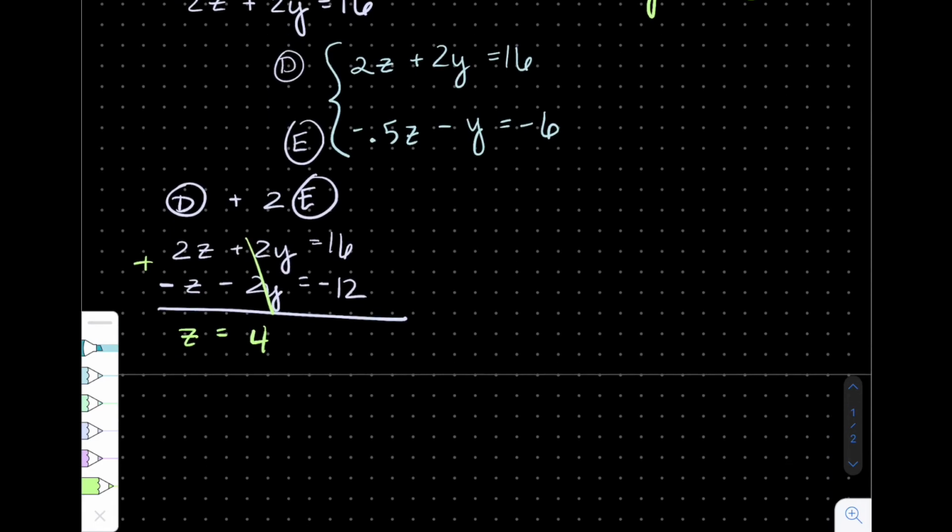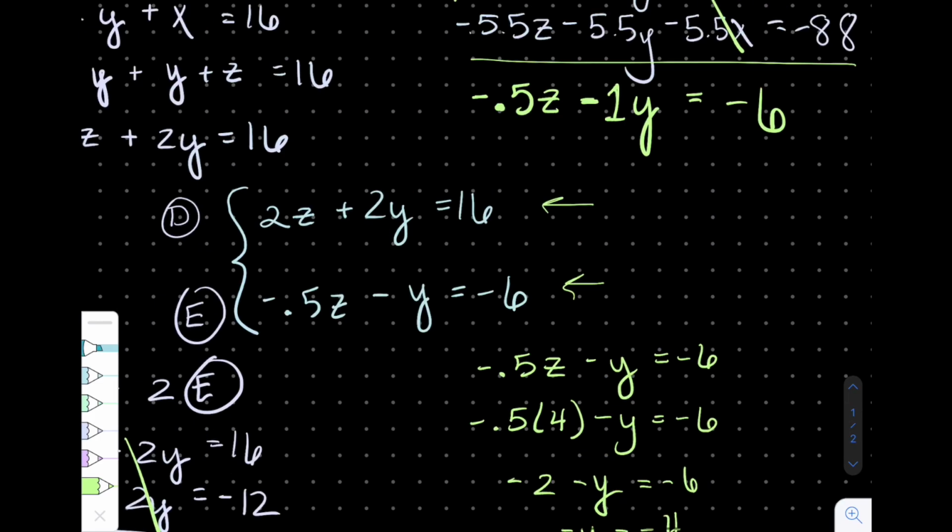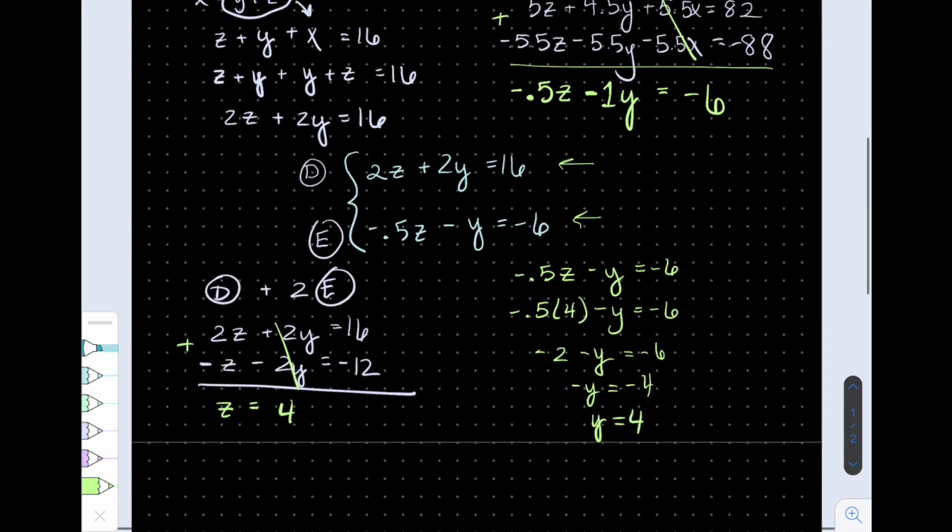So z equals 4, we can then plug it into either of these equations to solve for y. I'll plug it into the bottom one. So negative 0.5z minus y equals negative 6, but again, we know z is 4. So negative 0.5 times 4 minus y equals negative 6. Negative 0.5 times 4 is going to be negative 2 minus y equals negative 6. Add 2 to both sides, negative y equals negative 4. That means that y equals 4.